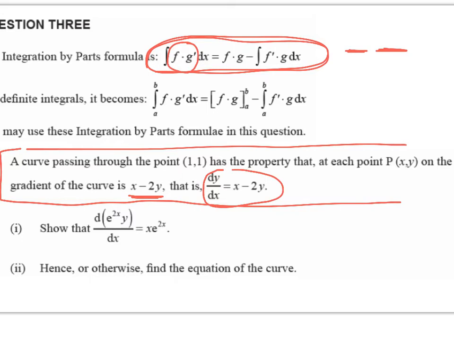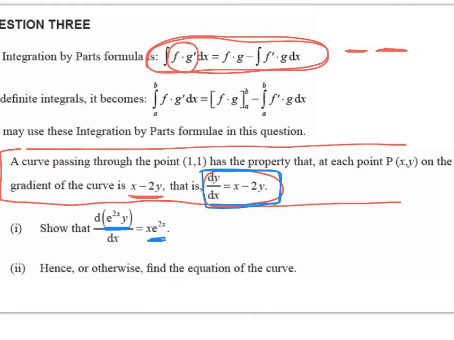It's a two-part question. The first part is a show that question. Show that the derivative of e to the 2x y is equal to this thing. And then from there, we're going to find the equation of the curve. So somewhere in that problem, it's going to be very useful that we know dy by dx.